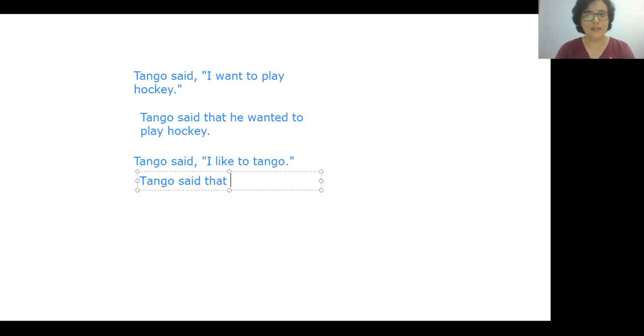"I"? I can't leave it as "I". So, I change it like I changed in the first case. I'll change it here to "he". Now I have the verb "like", and that's present tense. So I need to change it to the past tense. What does "like" become in the past tense? "Liked", right? Liked to tango. Tango said that he liked to tango. Simple. Want to try another one?